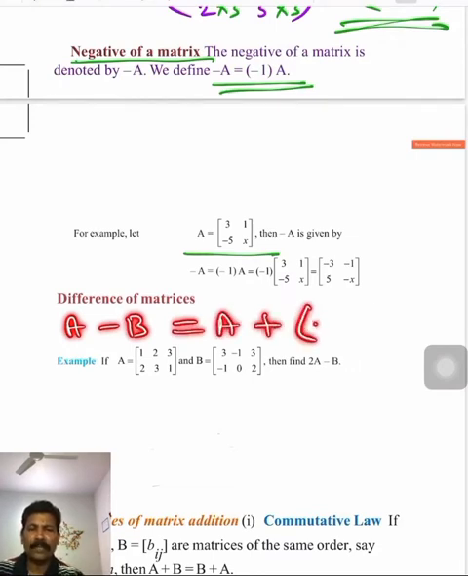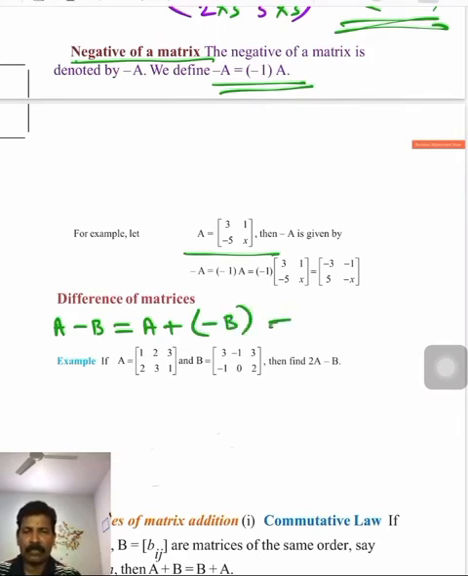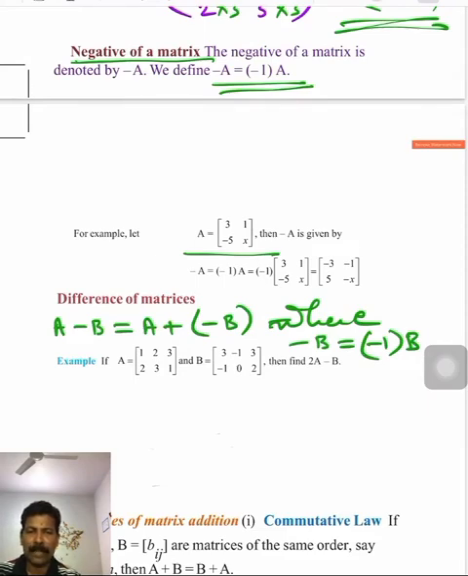That's all. Difference of matrices. A minus B is equal to A plus negative B. Negative B means negative 1 times B. That is, A minus B is equal to A plus the negative of the matrix B. And how do we find negative B, the negative of the matrix? We have to multiply every element of B by negative 1. That is negative 1 times B.